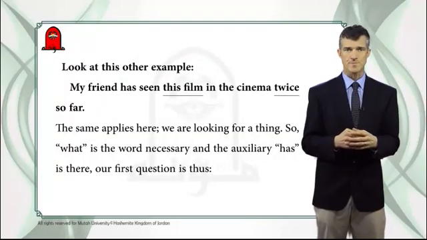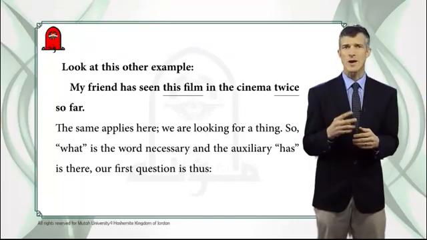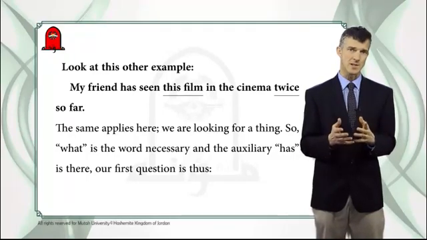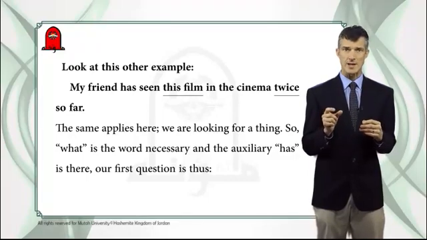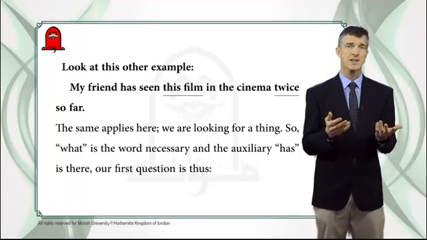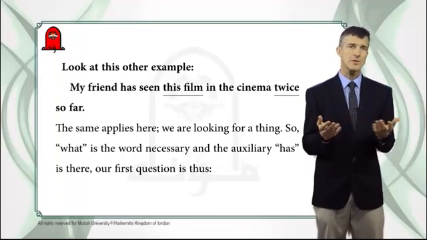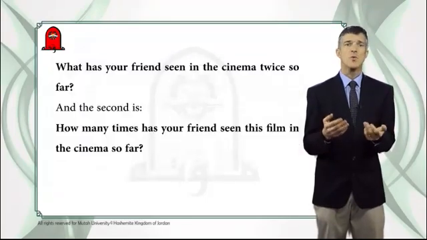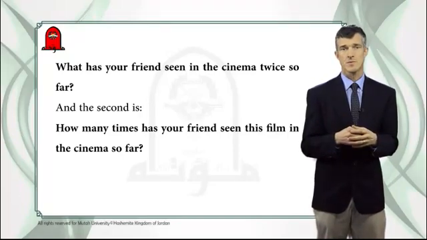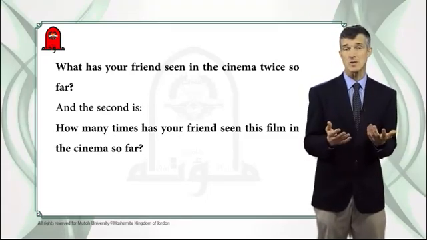Look at this other example. My friend has seen this film in the cinema twice so far. The same applies here. We are looking for a thing. So, what is the word necessary, and the auxiliary has is there. Our first question is thus, what has your friend seen in the cinema twice so far? And the second is, how many times has your friend seen this film in the cinema so far?